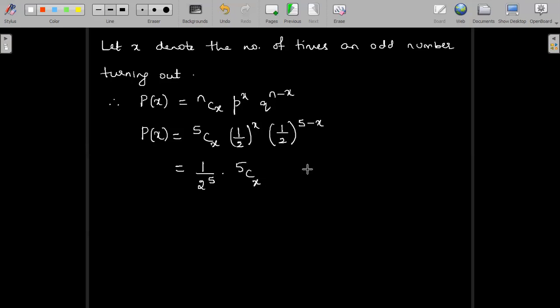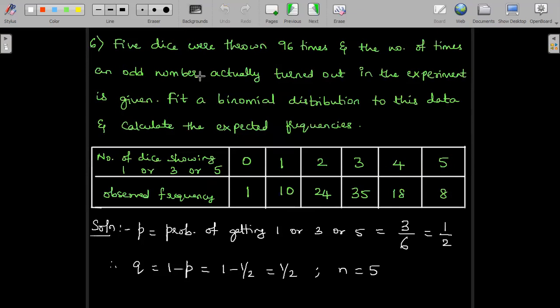This is the binomial probability distribution function for us, which was the first part of the problem asked for us in the question, no? Now, in order to find out the expected frequencies, it is given from the data that 5 dice were thrown 96 times. From the data, it is known that these 5 dice are thrown 96 times.